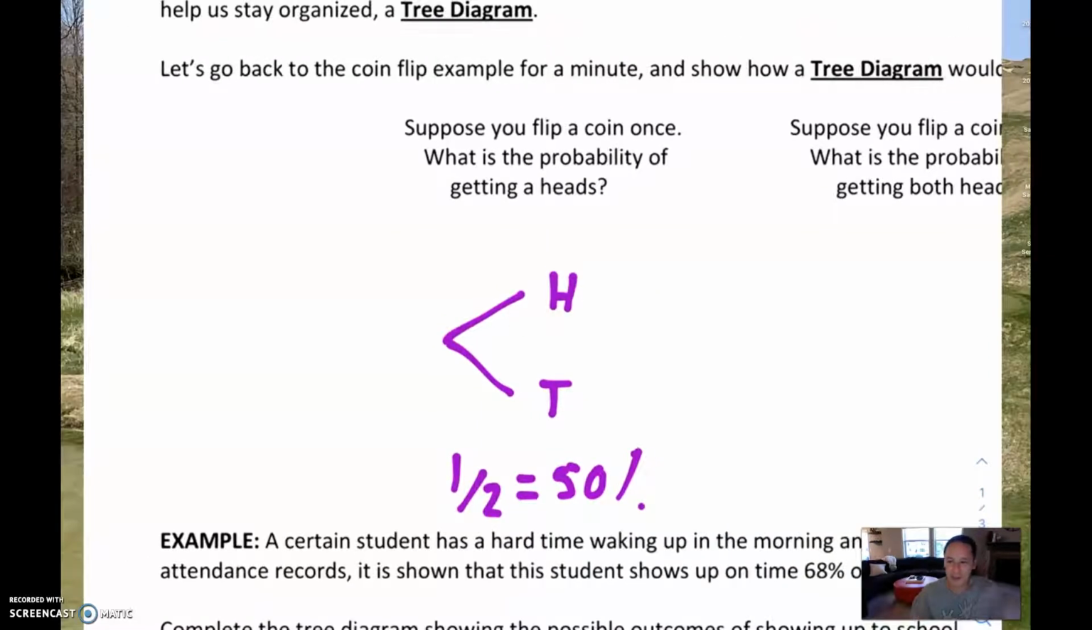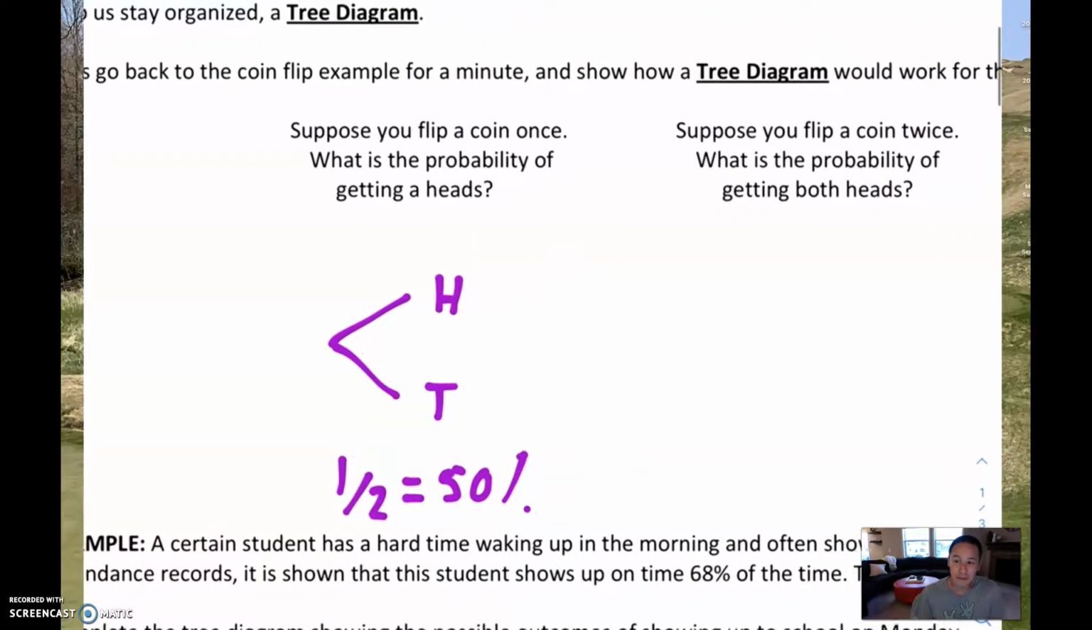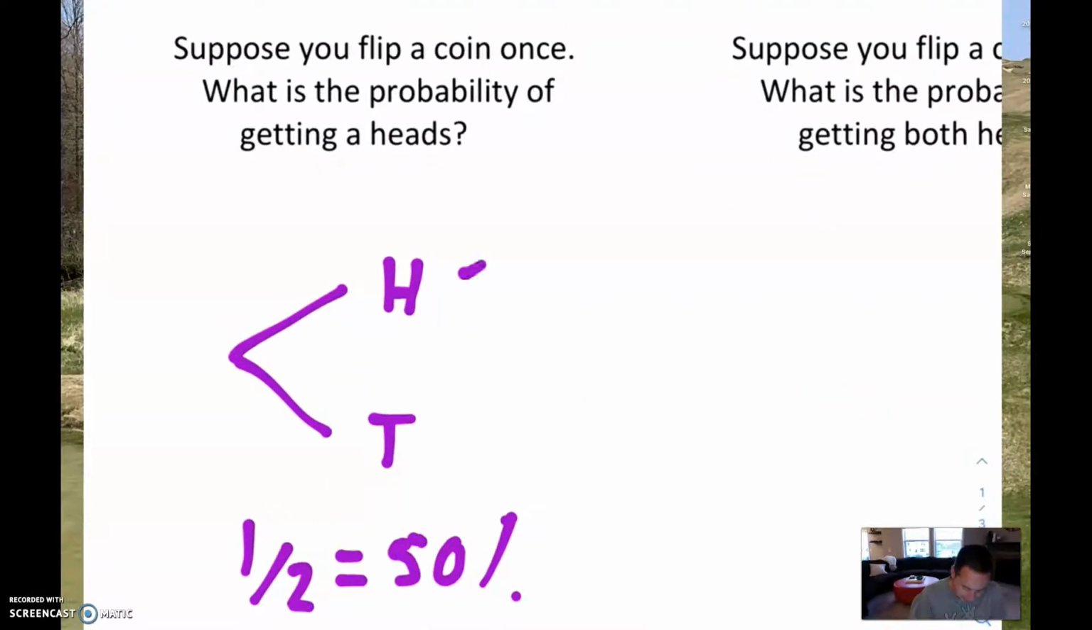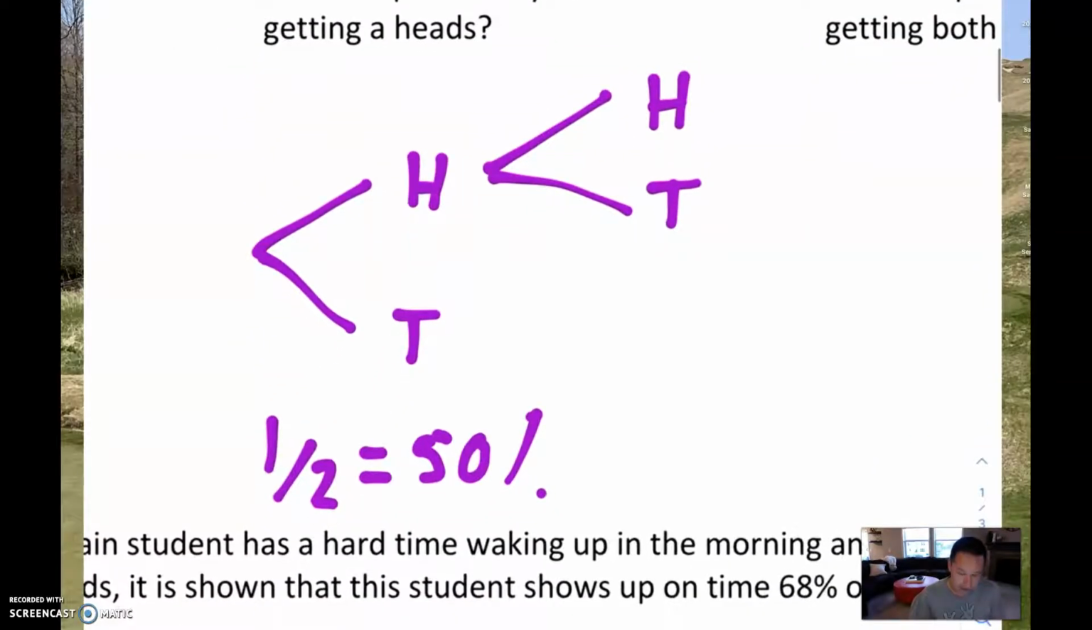And that's too simple. So now we're going to flip a coin twice. And now I want to know, what's the probability of getting both heads? Well, you could have gotten a heads on that first throw. And now on the second throw, you could either get a heads or a tails. And similarly, you could have gotten a tails on the first throw, and then you throw it again, and you could either get a heads or a tails.